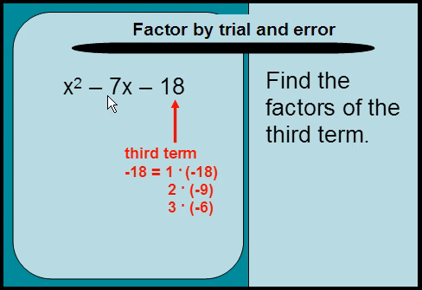That determines which number will be negative in our factors. If the middle term is negative, the larger number will be negative. If the middle term is positive, the larger number will be positive.